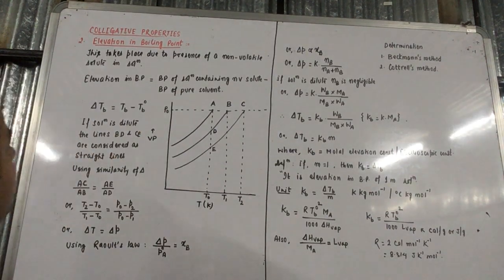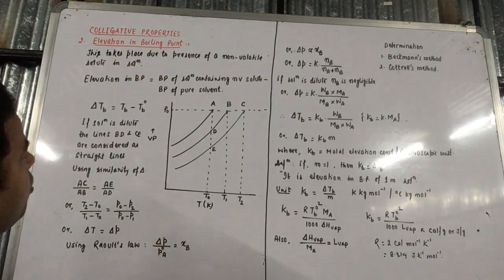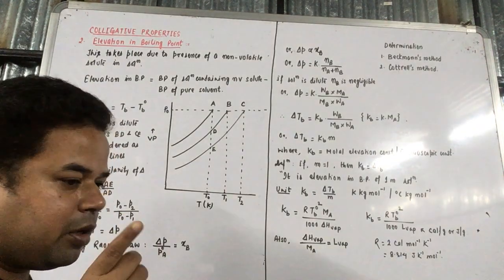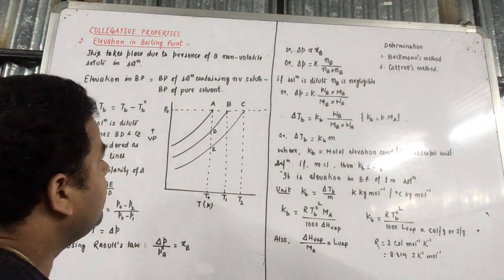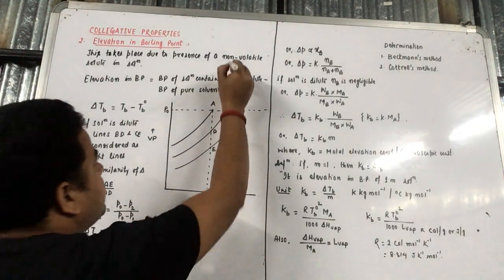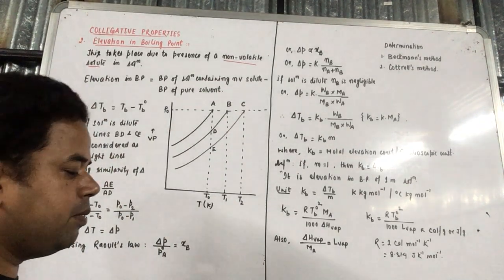The second colligative property is elevation in boiling point. Boiling point का बढ़ जाना. अब क्वेश्चन है कि boiling point किसी सॉल्यूशन का क्यों बढ़ेगा. boiling point का बढ़ना के पीछे जो रीज़न है वो है प्रेजेंस ऑफ नॉन वोलेटाइल सॉल्यूट. नॉन वोलेटाइल सॉल्यूट का प्रेजेंट होना.